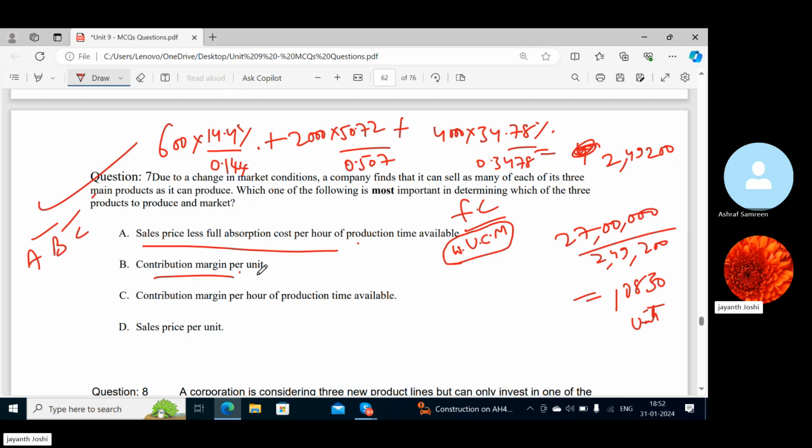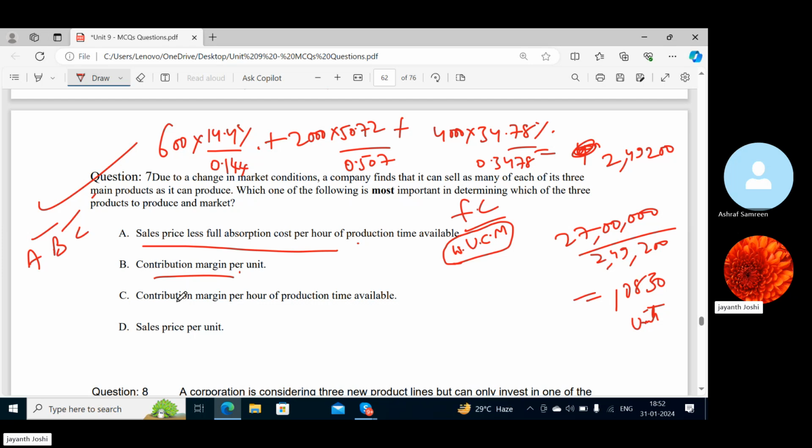Contribution margin per hour of production time available, and sales price per unit. What is more important for us is, in that one particular hour, which product gives us the maximum contribution margin, is the best, right? Yes. So the criterion should be contribution margin per unit of the most constrained resource.